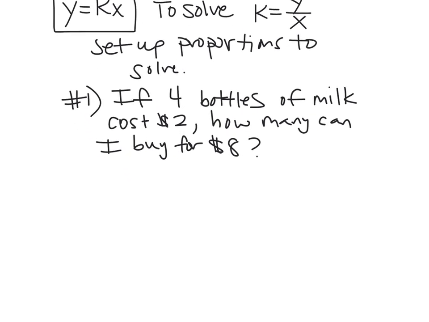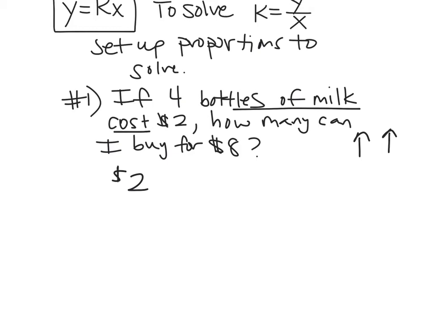I like to set up a proportion. So I like to first think, is this direct variation or inverse variation? We don't know what inverse is, but I can think of it this way. I have 2 things going on. I have bottles of milk and cost. And the more milk that I buy, the more cost that it's going to be, the more money that I'm going to have to pay. So let's do the cost per milk. So you can set it up like this.